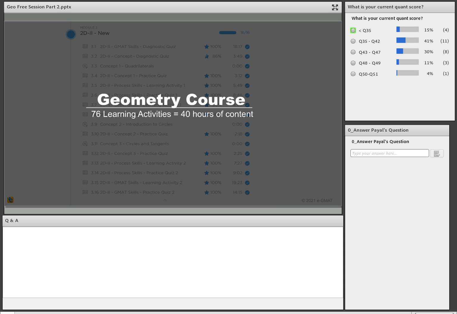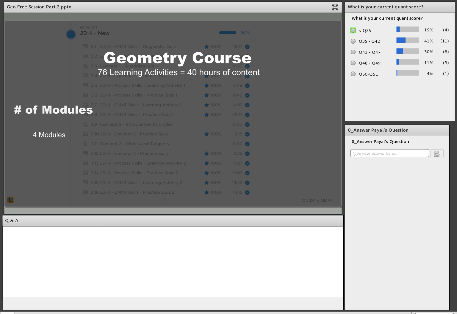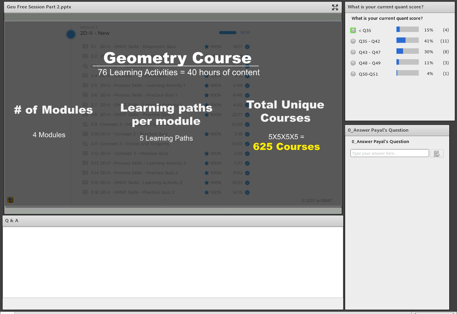Let's now translate this in the context of a bigger course. Take the geometry course over here. It has about 4 modules. These 76 learning activities are divided into 4 modules. For each module, there are diagnostics, and the 2 diagnostics in each module enable 5 learning paths per module. Which means just within the geometry course, you have 5 to the power 4, which is about 625 unique courses, depending on who you are.